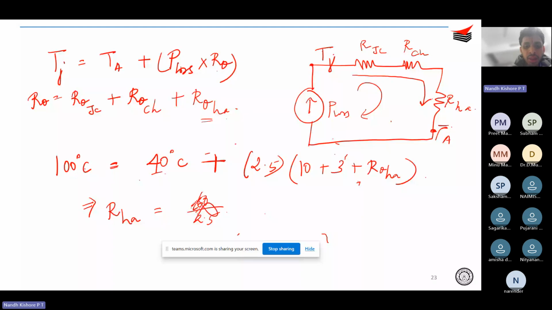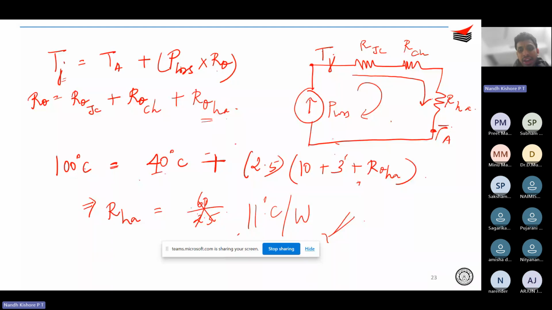Okay. So what is R theta HA? It turns out that if you calculate 60 by 2.5 minus 13, you should get 11 degrees per watt. So if you put a heat sink of 11 degrees per watt, then you will end up with your TJ being 100 degrees at this operating point. And thus your criteria is satisfied.